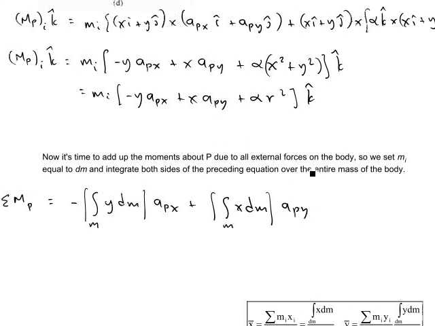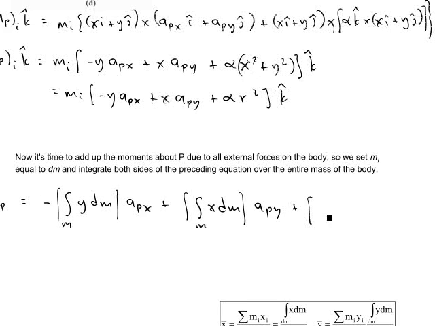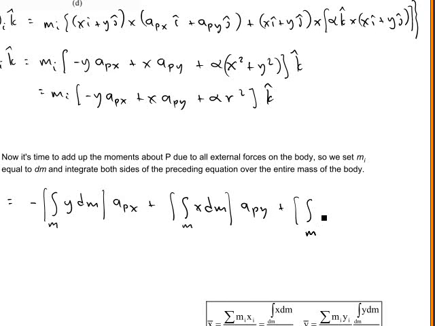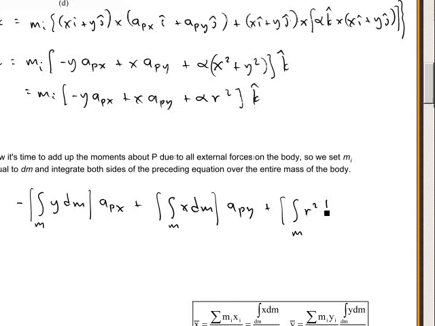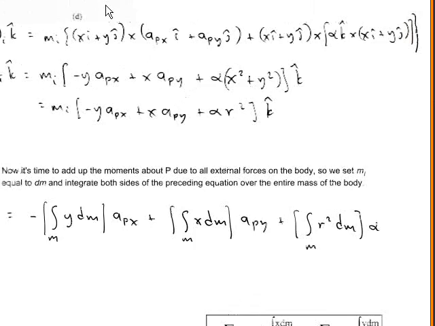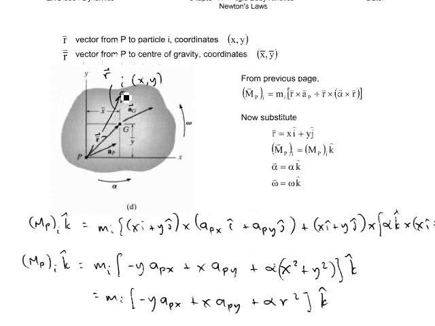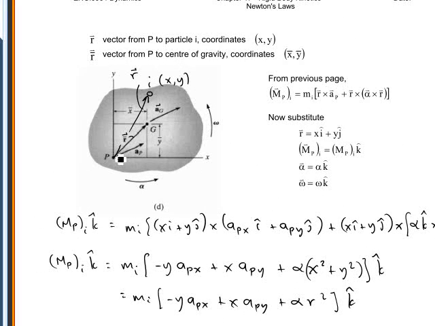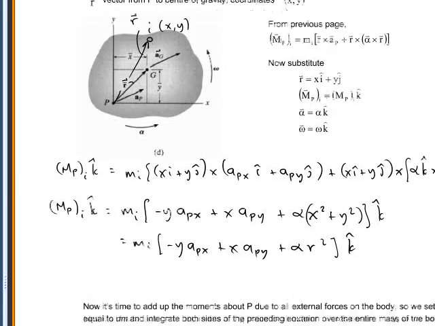And for the third term, if I integrate r squared over the entire mass, I get something which by now hopefully looks familiar. I get the integral over m of r squared dm times alpha. That integral of r squared dm, where r is the distance from the particle to point P, that's the moment of inertia about P.